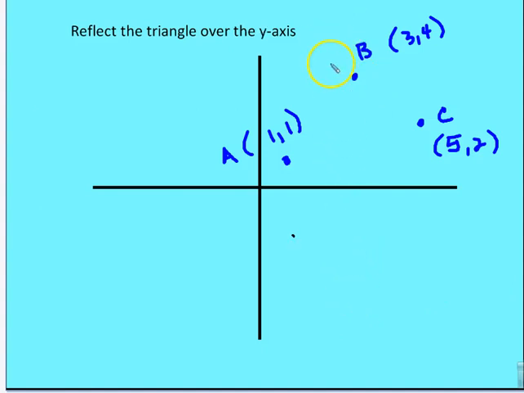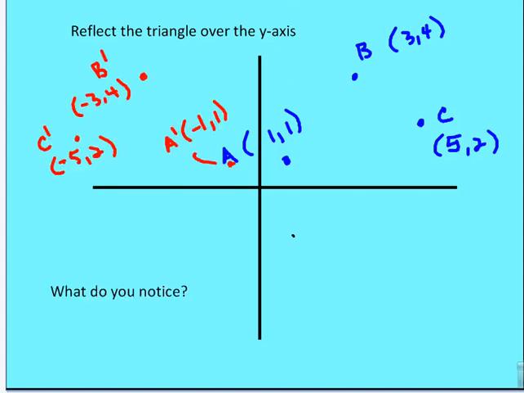Okay, so now let's go in the other direction. Let's reflect over the y-axis. I'm going to pause here while you figure this out. All right, so A prime becomes (-1, 1), B prime (-3, 4), C prime (-5, 2). And again, what do you notice? You should notice that now the sign for x changes and y stays the same. So if you reflect over the y-axis, you're changing the sign for x. The value for y stays the same.